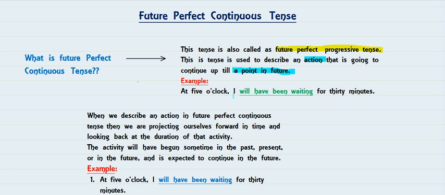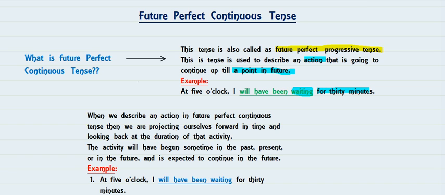Let's see one example for the same. It says, at 5 o'clock, I will have been waiting for 30 minutes. Now, the action over here is to wait. This is about a future action. The person is saying at 5 o'clock, I will have been waiting for 30 minutes. Now, there is this defined point in future. This 30 minutes is that particular defined time up till which he'll be waiting.